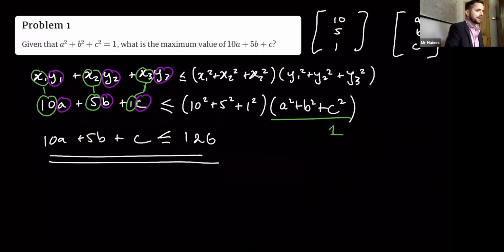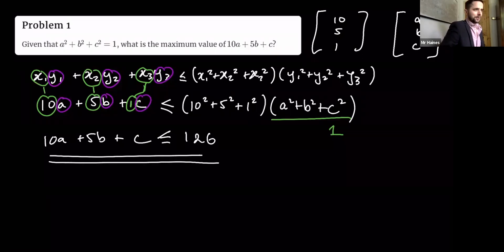Yep, 10, 5, 1. And the fact is, you can never make it bigger. So if you chose A, B, and C to be anything else, you can never get 126.1 or 126.01. It has to be smaller than or equal to 126. And that's powerful. It's a weird thing to be able to look at this information and work that out. But it's true, and it's all because of the Cauchy-Schwarz.